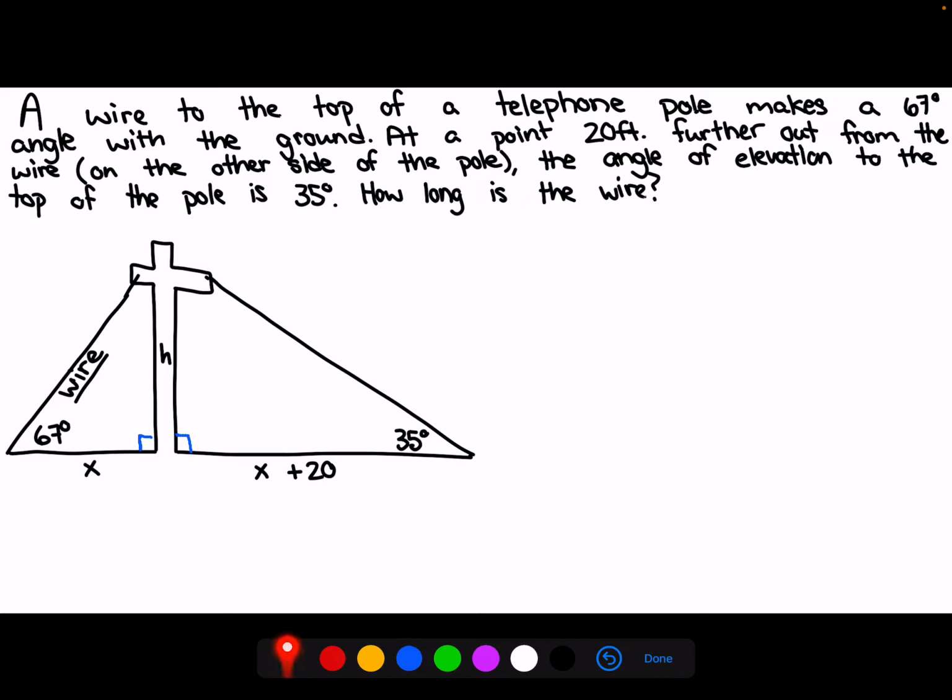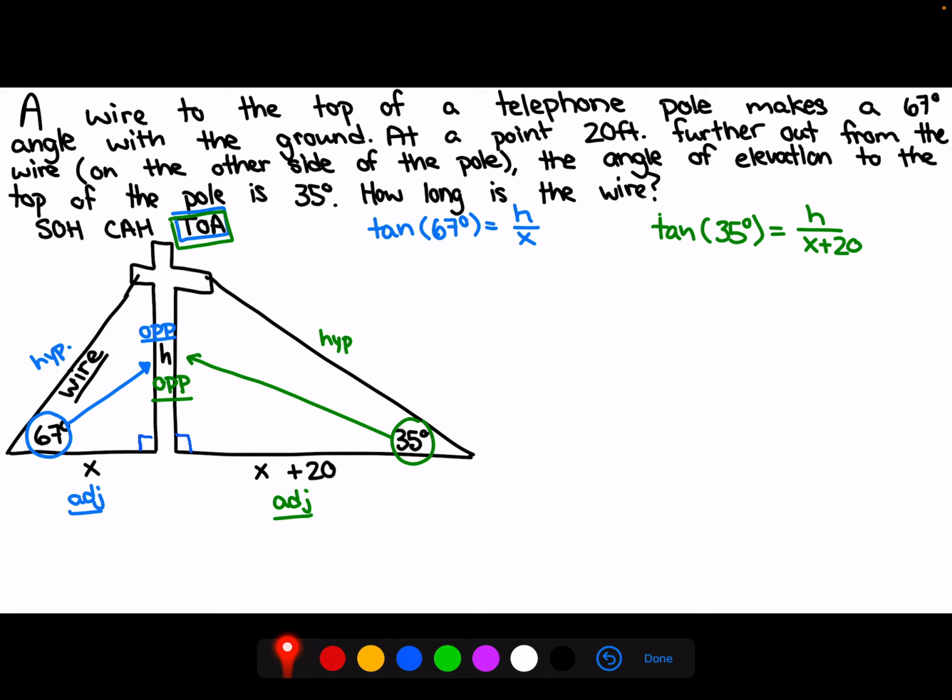So I'm going to create a trig ratio for my triangle on the left side and my triangle on the right side. So for my triangle on the left side, I have 67 degrees. Side opposite is h, my adjacent is x, and my hypotenuse is the wire, which is what we're trying to solve. But I don't have anything for the wire right now, so I'm going to ignore the hypotenuse. Over on my other triangle on the right side, I have 35 degrees. Opposite of 35 is h. And then I have my adjacent as x plus 20. I don't have my hypotenuse again. So since both of these have opposite and adjacent, I'm going to go ahead and use tangent.